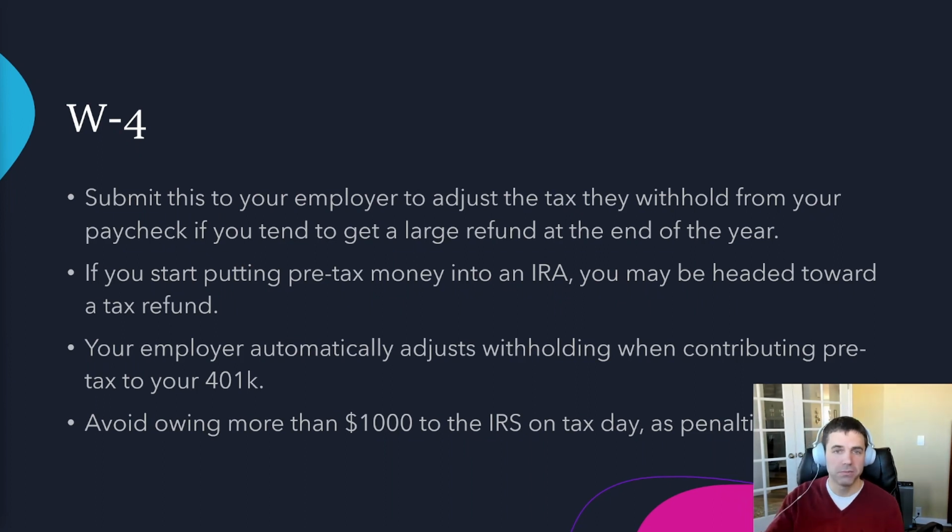So now let's talk about your W-4s. A W-4 is something you submit to your employer to adjust the tax they withhold from your paycheck. If you tend to get a large refund at the end of the year, you can submit this to get it closer to zero. You generally want to when you file your tax return, some people get excited about that.